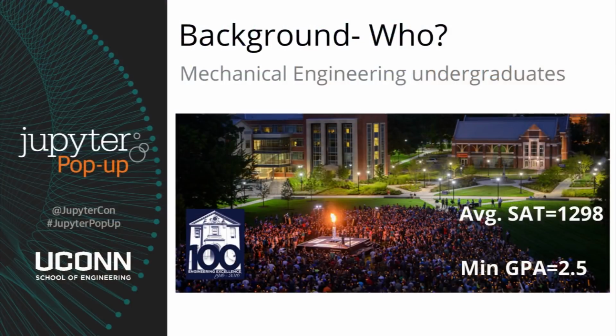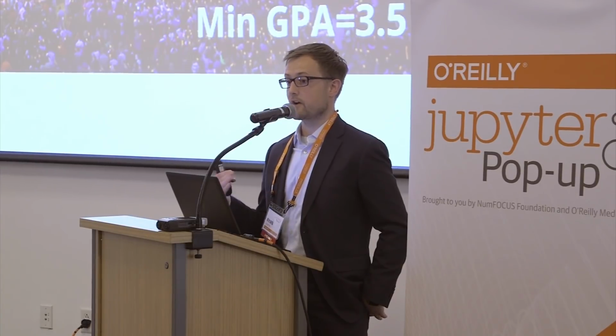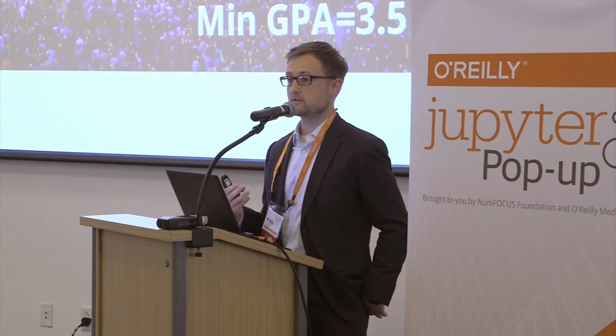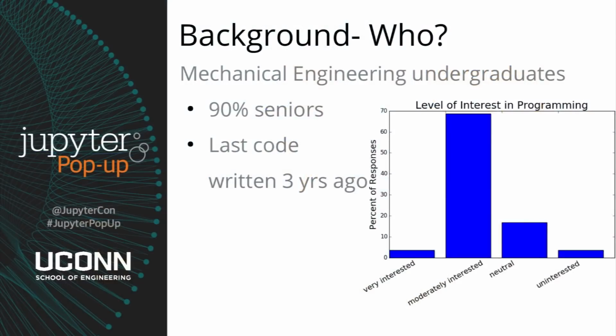So who am I teaching? Again, mechanical engineers. At UConn, the School of Engineering average SAT is 1298. They're required to have a minimum GPA of 3.5, so these are driven students. They're very good at the work that they do. And for the most part, they just don't do a lot of programming. They're not forced to do it.